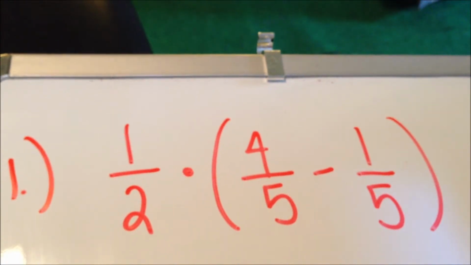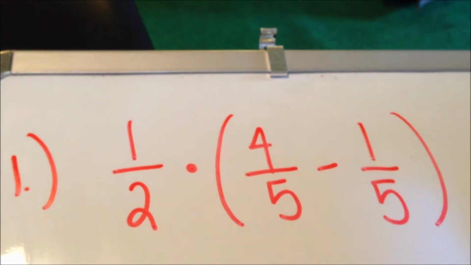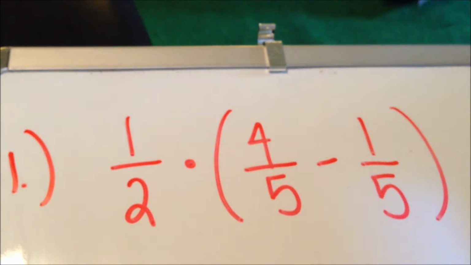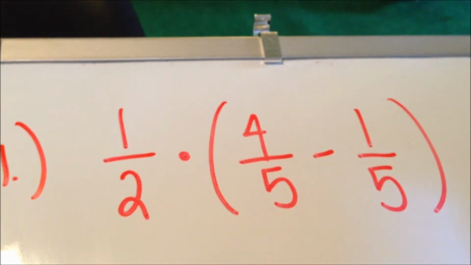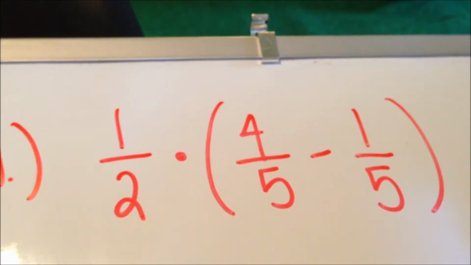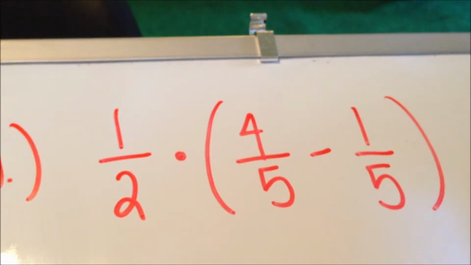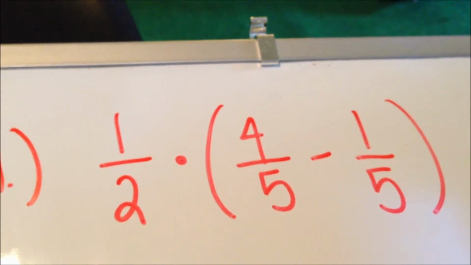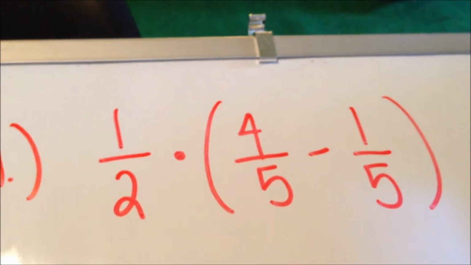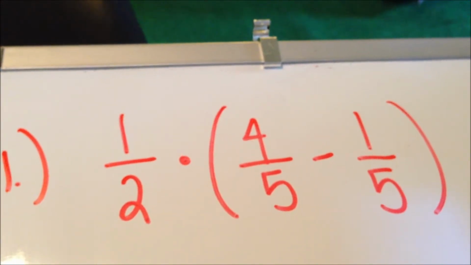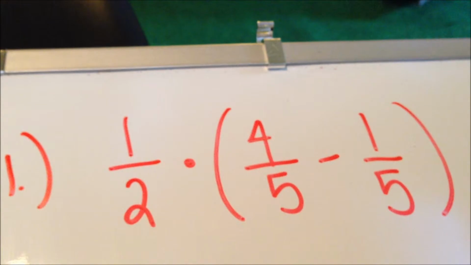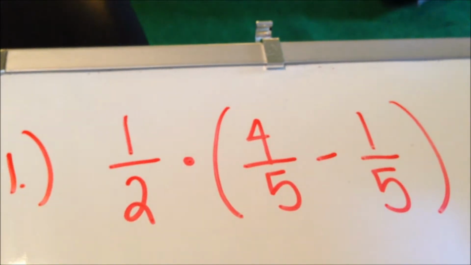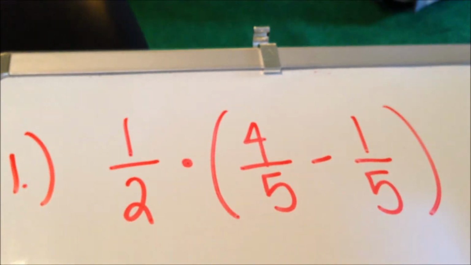The other part of this section involves combining pretty much everything we've talked about so far. We're going to use the order of operations. Remember, please excuse my dear Aunt Sally: parentheses, exponents, multiplication and division, and addition and subtraction. We're going to combine it with fractions involving addition, subtraction, multiplication, and division. So let's take a look at number 1.